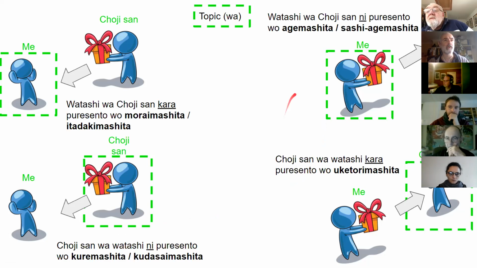Tatsu, all these slides are online, by the way, if you want to see them later. And then top right. Again, you are now the topic again. So it's watashi wa or watashi ga. And then again, we use ni to mark the direction in which the gift is being given. And then, of course, this is fairly easy. This is agemashita, or more politely, sashi agemashita. Okay.